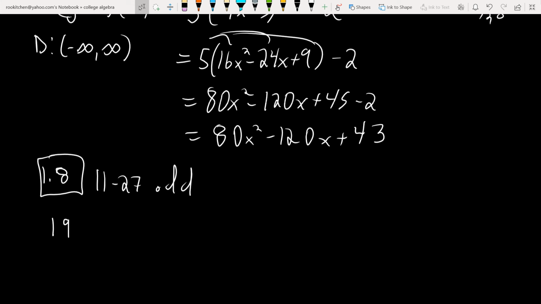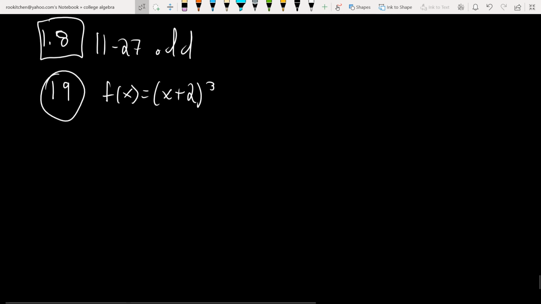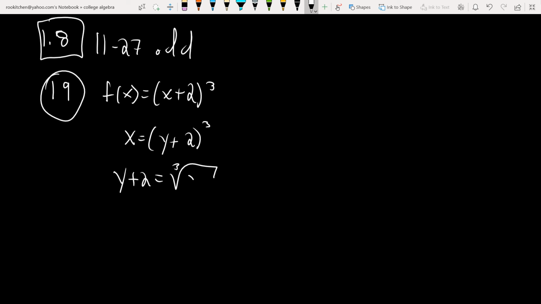And number 19, we're just finding the inverse and verifying the inverse. Okay. So f of x is (x plus 2) cubed. I need to find the inverse, so replace the x and y's. So x will equal (y plus 2) cubed. Take the cube root of both sides, so you get y plus 2 equals the cube root of x. Subtract 2 from both sides, y equals the cube root of x minus 2, and that'll be our inverse.